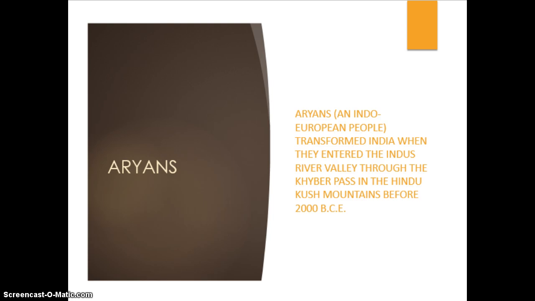The Aryans or Indo-Aryans were a group of people known as Indo-Europeans, and they arrived in the Indus River Valley through the Khyber Pass, K-H-Y-B-E-R. The Khyber Pass is located in the Hindu Kush Mountains. It was the only way to enter into India at this point in time.